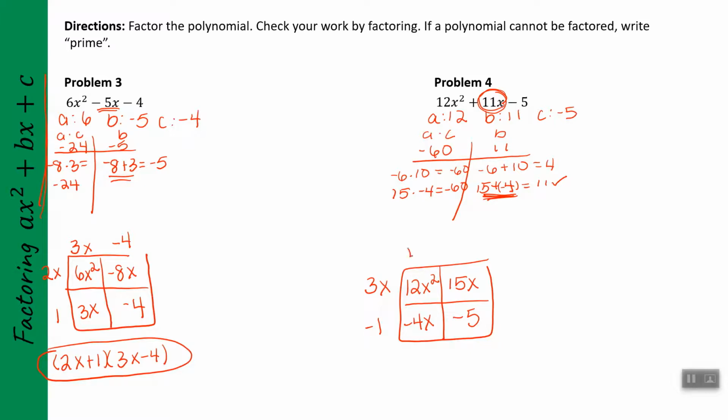So 3 times 4 is going to get me 12. I'm going to need another x. 4x times negative 1 gets me the negative 4x. 3 times 5 is 15. I don't need any more x's. And then 5 times negative 1 is negative 5. So it works for all 4 boxes. My factors then are 3x minus 1, 4x plus 5. And there we go. Okay, a couple more examples here.